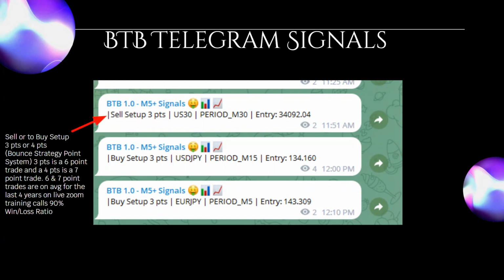Let's look at it. The first thing you're going to see is sell or buy, as you can see where the arrow's at. It's going to give you a setup, and that's either to buy or sell. Then it's going to give you a 3-point or 4-point bounce strategy point system. A 3-point is actually a 6-point trade. So once you understand the bounce strategy, a 6-point trade is actually a 3-point on this bot, and a 4-point is a 7-point trade. They're basically the same thing.